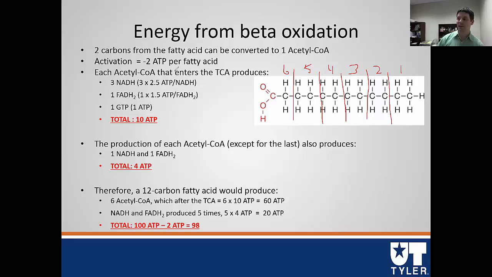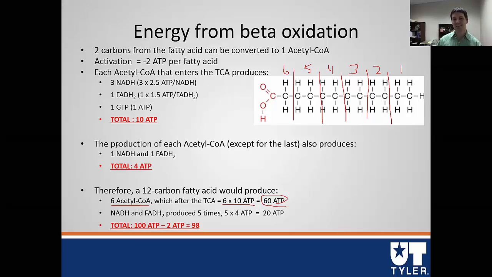So each acetyl-CoA that enters the TCA cycle, you remember 3 NADHs, 1 FADH2, and an ATP. We can add those all up. That gives us 10 ATP per acetyl-CoA that gets sent in through beta oxidation. Right? If we look, we can send this one in, this one in, this one in, this one in, this one. So we can send all 6 in. So that puts us here. So 6 acetyl-CoA in, 10 ATP each. We'll make 60 ATP from sending these carbon segments in as acetyl-CoA.